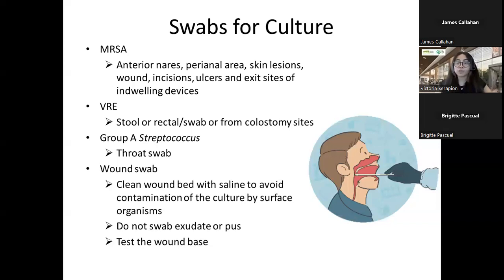For a throat swab, this can be done for group A streptococcus, and you'll want to gently swab the mucosa behind the uvula and between the tonsils and put into appropriate transport media. And finally, for a wound swab, you'll want to clean the wound bed with saline to avoid contamination of the culture, and press and rotate the swab, but do not swab any exudate or pus.